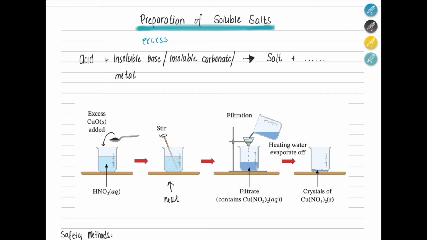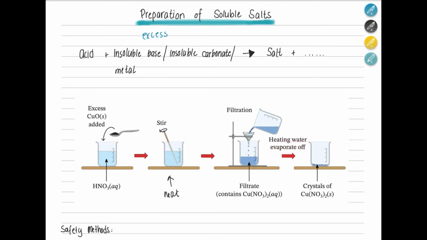Okay, and then after you have filtered out, remember we have excess of the insoluble substances, right? So you can easily filter them out. So when you pour your solution through this filter, salt solution will filter out in the filtrate, and your residue would be the unreacted base or carbonate or metal. Okay, so after you have reacted that, you will get your salt solution. You have to heat it to evaporate the water off. So you can use a water bath, for example.